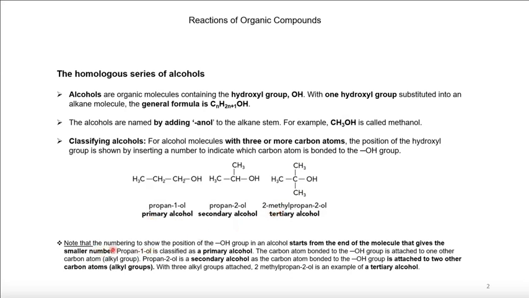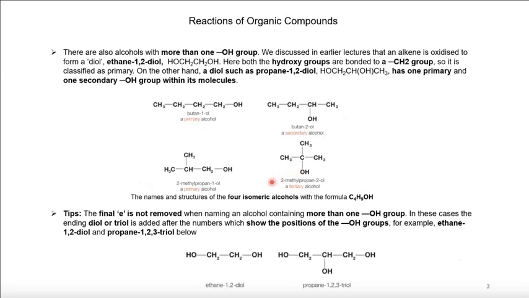Now the numbering to show the position of the OH group starts at the end of the molecule, which I already said. So primary carbon, that is what I explained in this figure. We go to the next slide, and then we see that we do not get only one hydroxyl group in a hydrocarbon; we also have 2 hydroxyl groups, 3 hydroxyl groups, and how then do we name those?